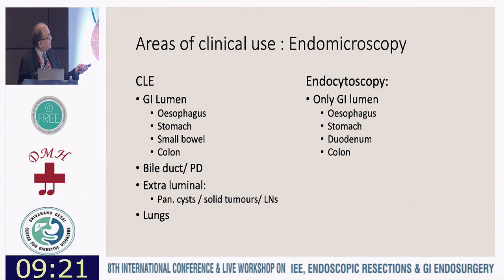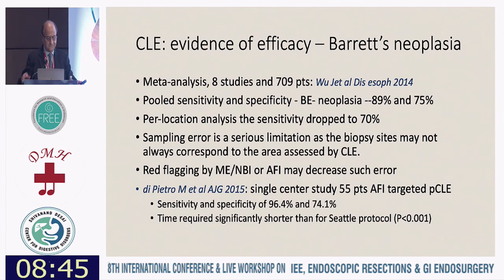The advantage with the CLE probes is that you can go inside the bile duct with a cholangioflex probe, and inside even the pancreatic duct, and you can even interrogate pancreatic cysts and solid tumors outside the lumen by using an EUS-FNA 19 gauge needle, through which the needle probe can go. And now they have started interrogating the sentinel lymph nodes, which can actually give us very important information. And of course, there is a separate probe which goes through the bronchoscope for interrogating lung lesions.